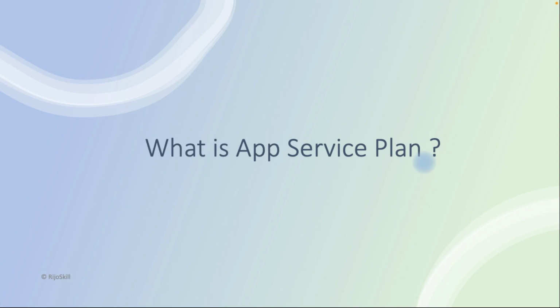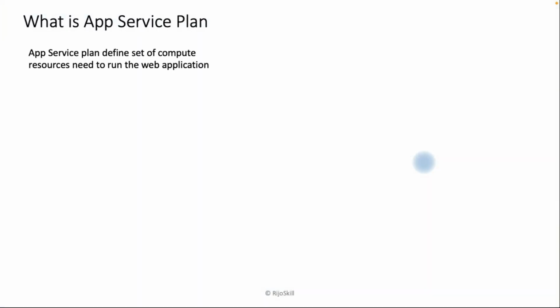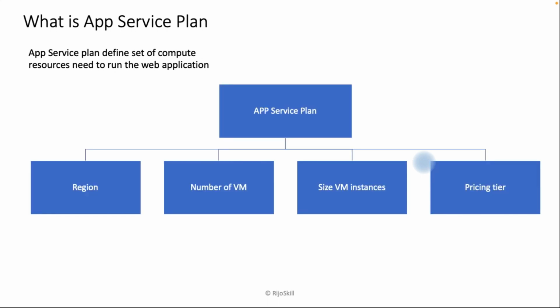So what is App Service Plan? App Service Plan defines the set of compute resources needed to run the web application. So if you want to run a web application in the Azure portal, you need the App Service Plan. Each App Service Plan includes region, number of VMs, size of the VM instance, and pricing. So when you deploy the App Service Plan, all these resources will be included.